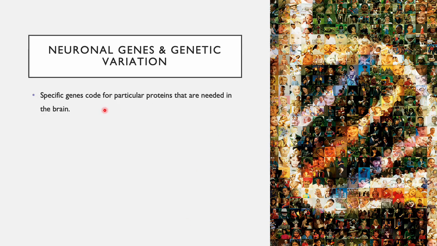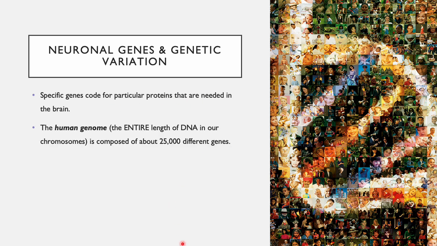Also, I want you to know that specific genes code for very particular proteins that are needed in the brain. We know that the human genome, which is the entire length of the DNA in our chromosomes, is composed of over 25,000 different genes. And that's why it's so essential that we have histones that can tightly compact our DNA into very small areas to fit inside the chromosome.